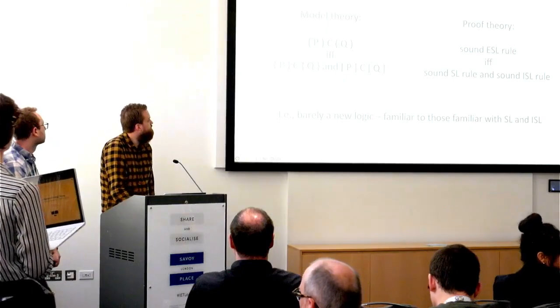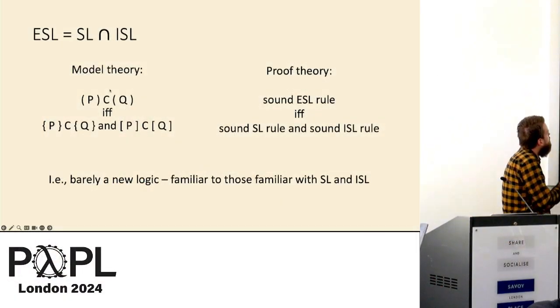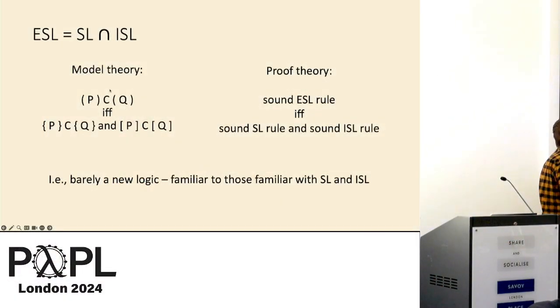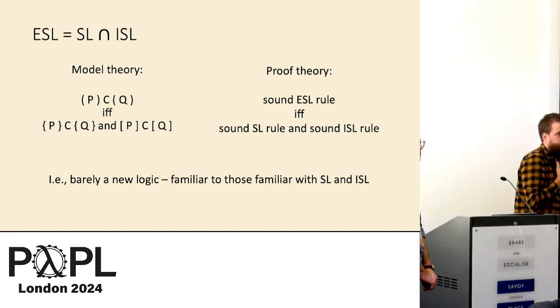basically this. So this is the total whole triple, or total Hoare triple. So it has the usual meaning: for all states in here, it necessarily terminates in there. And this is the usual ISL triple. You can pick anything there that must be reachable from P.